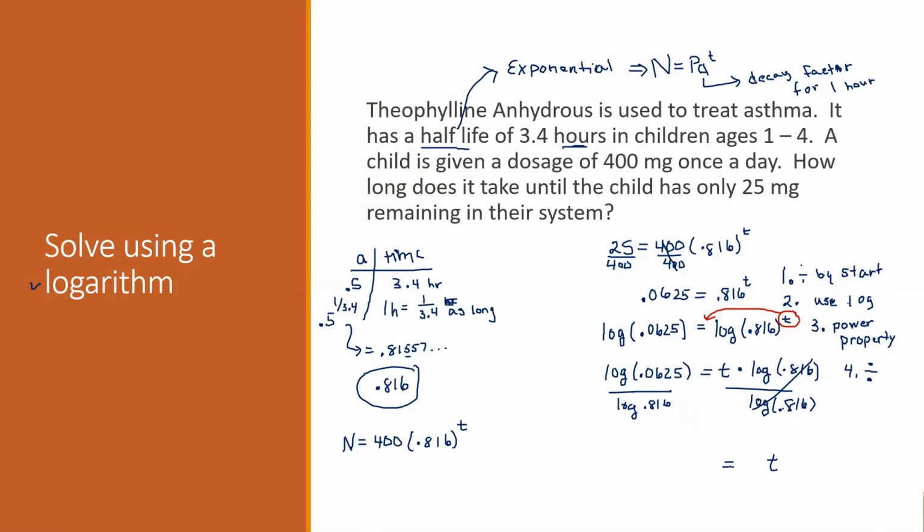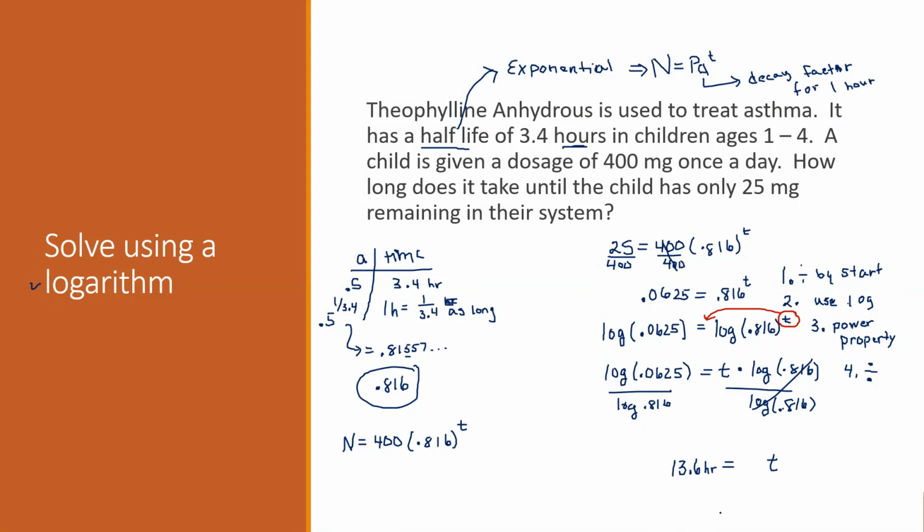And on the left-hand side, I do want to be careful with typing this. So I'm going to type log, the LOG button, 0.0625, end parentheses, and then divide by log of 0.816, and then end parentheses with that one. And when I do that, I get 13.6 hours. And so that's my answer. I figured out the time. In 13 hours, they're down to 25.